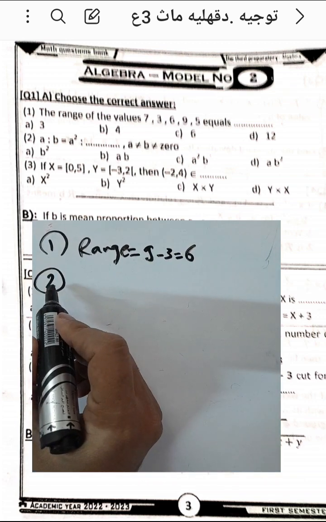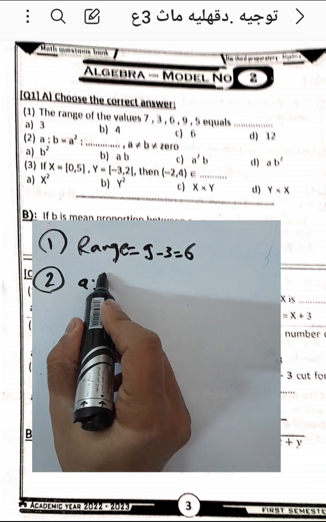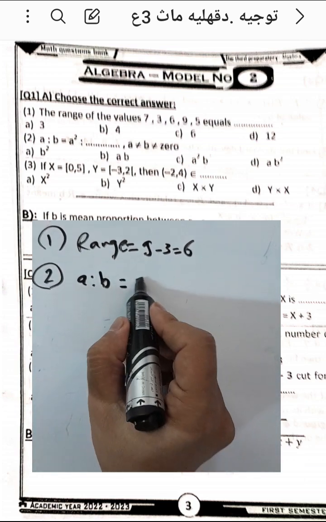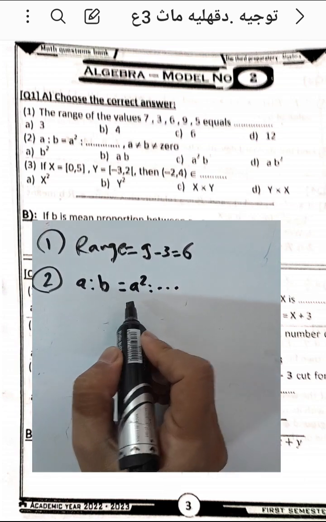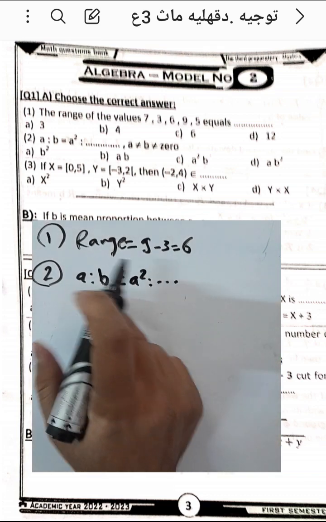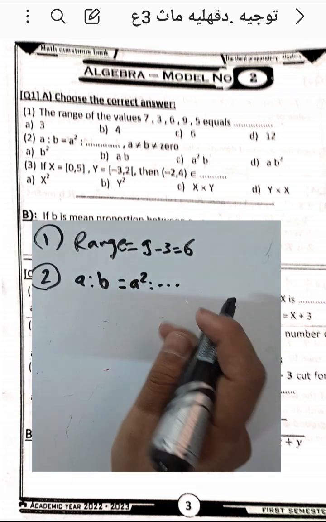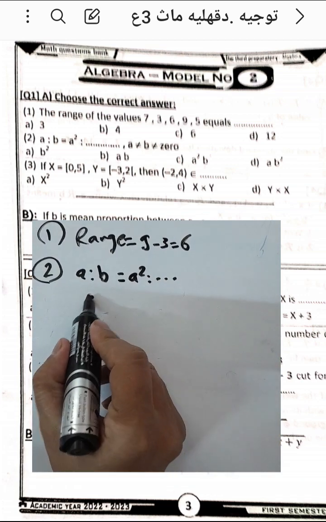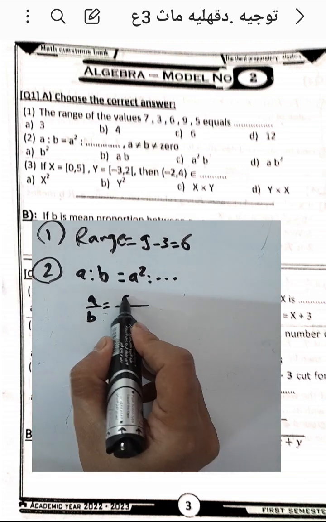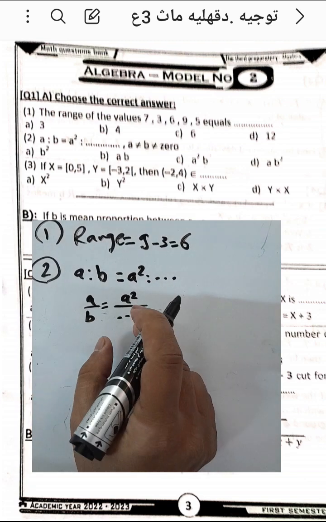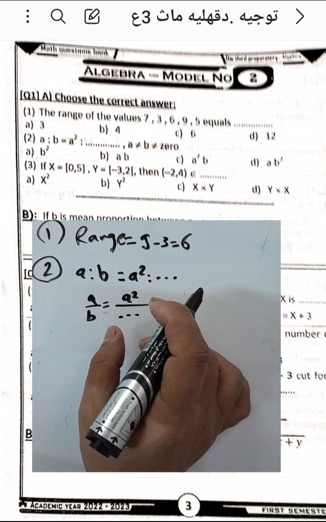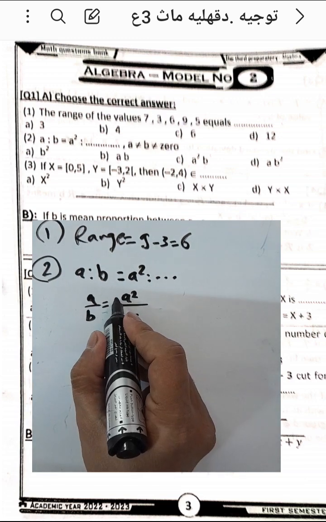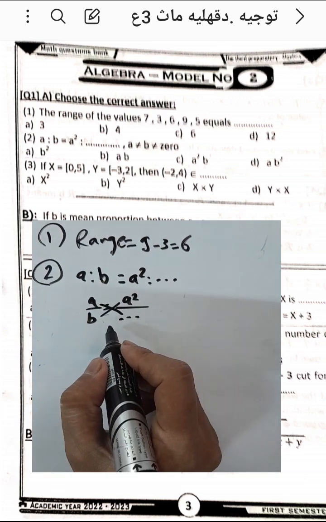Number 2. A to B, the ratio between A and B, equals A power 2 to space, and A and B not equal 0. You want to find this space. We can write A over B equals A power 2 over space. To find this number here, we must find the product of extremes and the product of means.